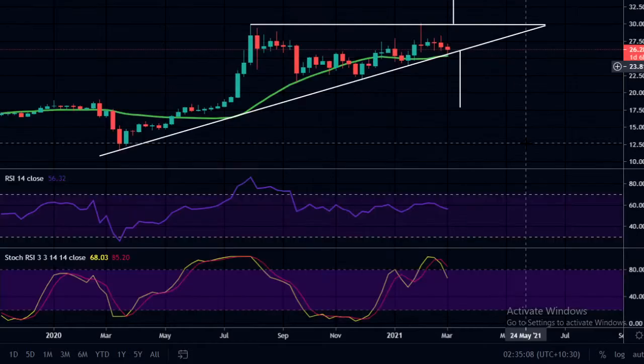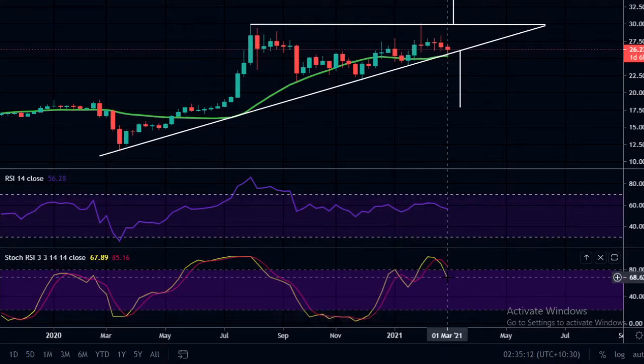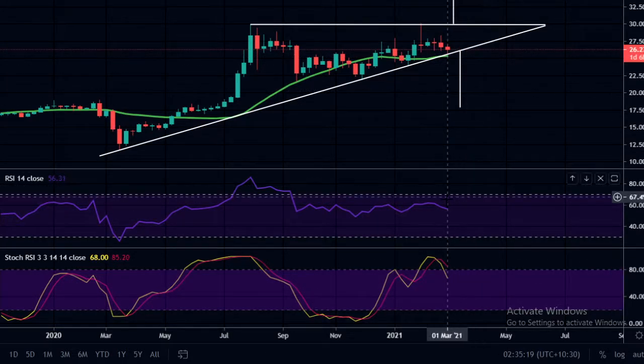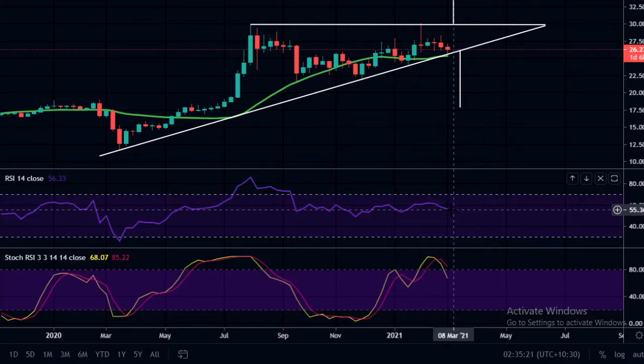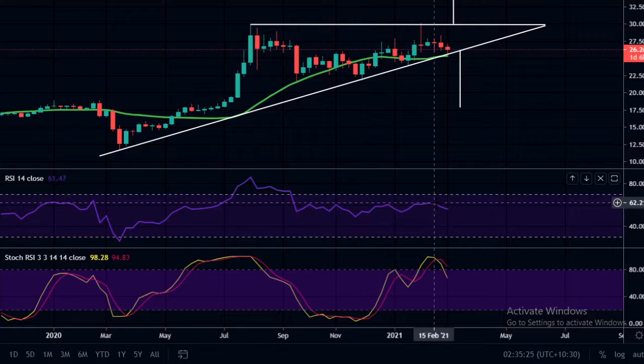This is on the weekly chart, and we can see the weekly stochastic RSI looks like it is just coming down, so that would be in confluence with a downward move, and the RSI is pretty much in the mid-range here, and there's no divergences here that I can see at the moment.